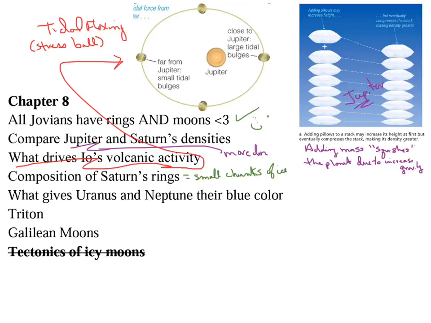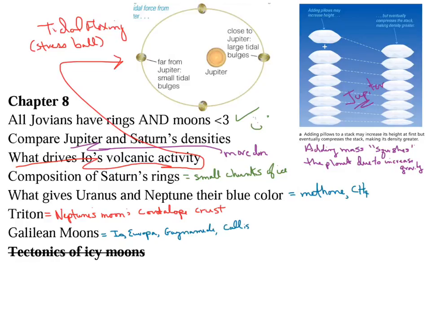Saturn's rings are not solid, they're chunks, and they're very reflective, so actually it's chunky icy material. And the thing that makes the two outermost planets blue is the presence of methane in their clouds. Triton actually is one of the moons that orbits Neptune, and it kind of has this sort of cantaloupe texture to it.